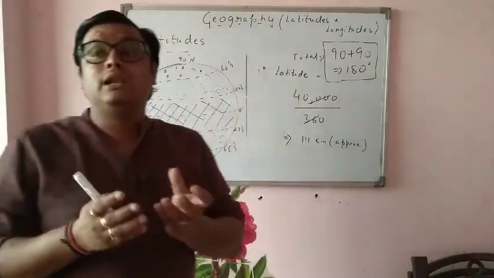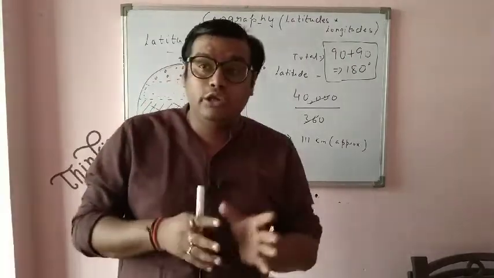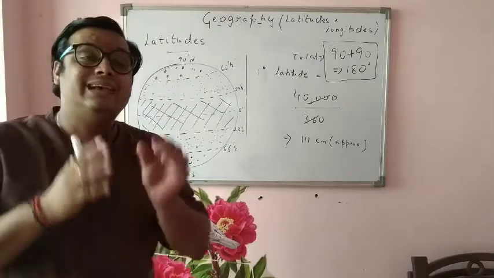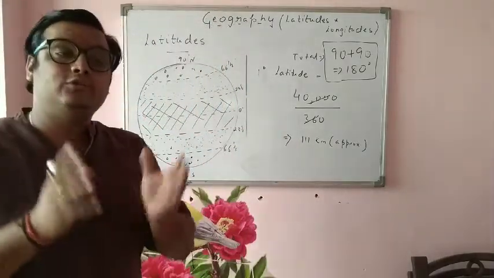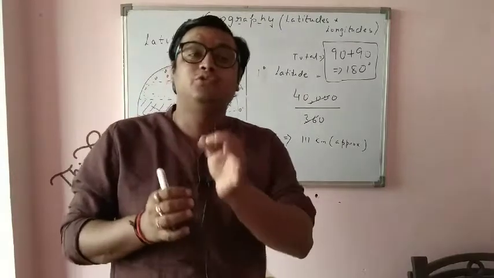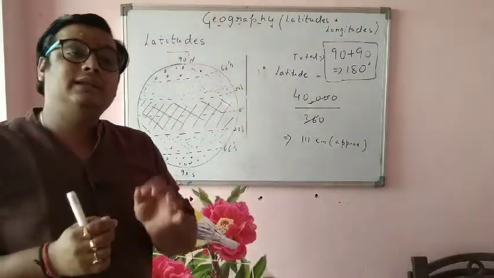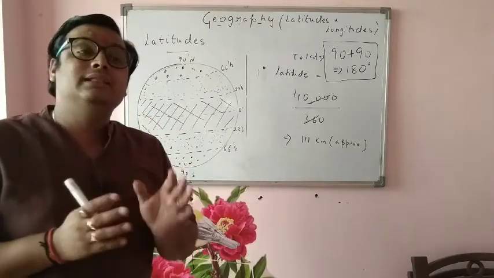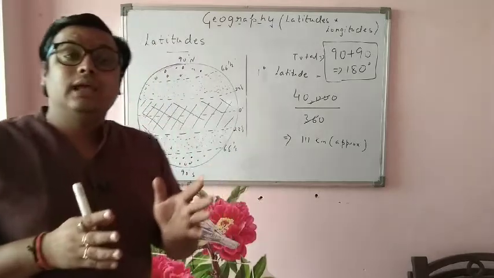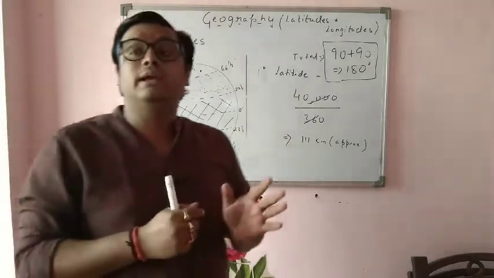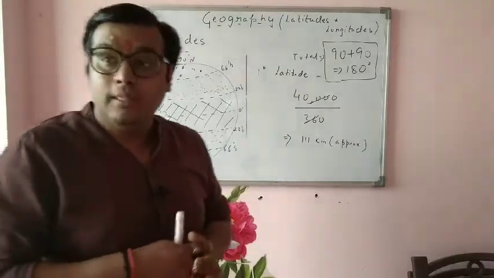So what is the importance of latitude? Latitude along with longitude helps in determining the exact position of a particular place. Longitudes and latitudes together determine the exact position of a particular place. Second, it determines the temperature and the heat zones of the earth, which we'll be discussing next. It is also used to determine the geographical location and geographical conditions of a particular place.